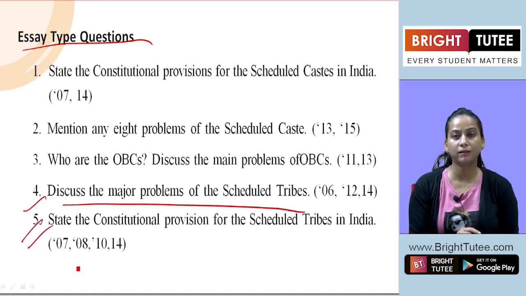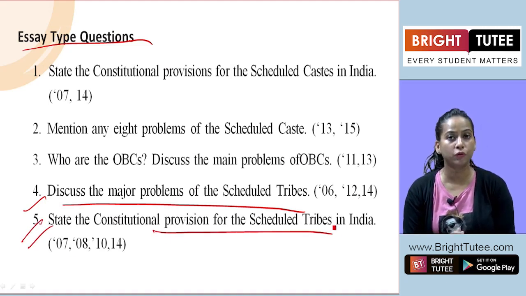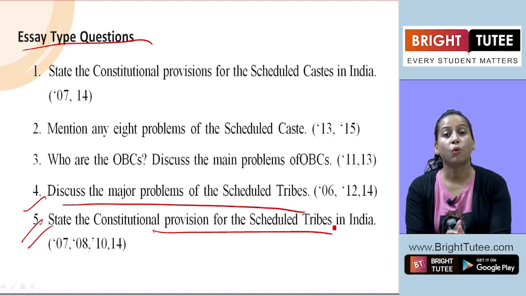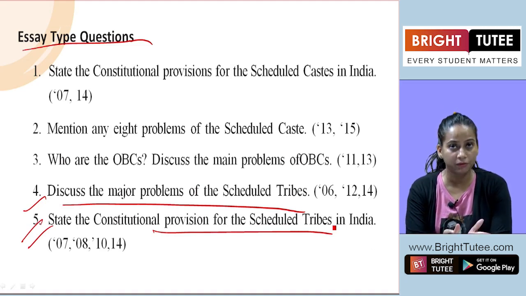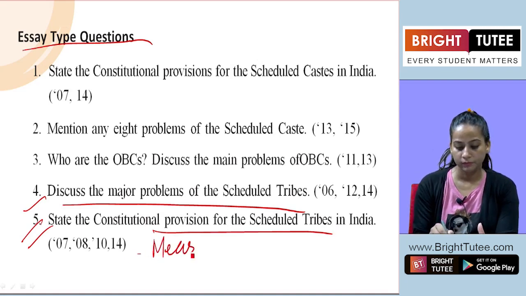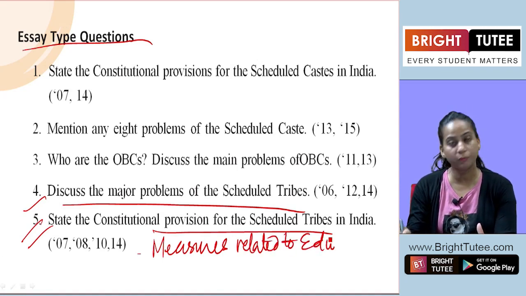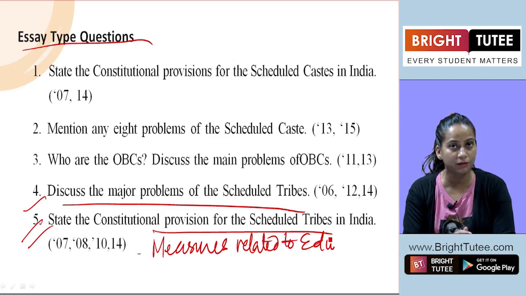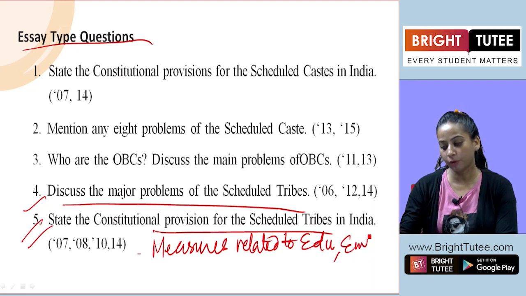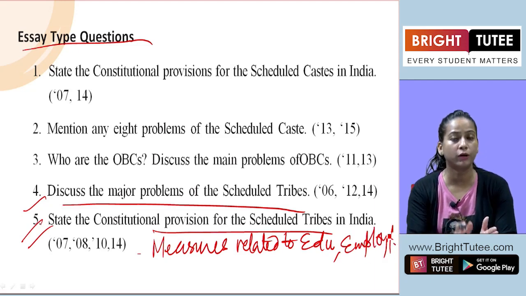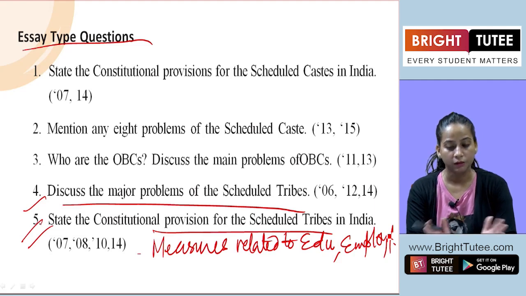The next one: state the constitutional provisions for scheduled tribes in India. So all the three measures that we have discussed in the previous questions, based on the different measures related to education, we have to mention separately what are the different provisions given under that, and then we have to mention the measures related to employment, all those points, how the reservation has been given to them. So that will be included in this second point.